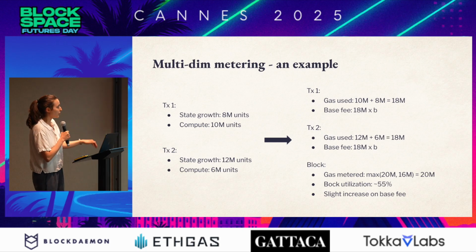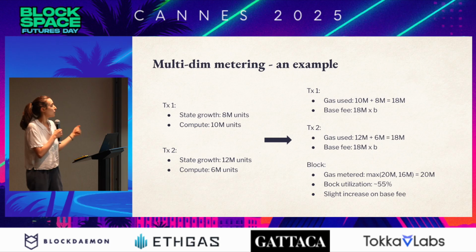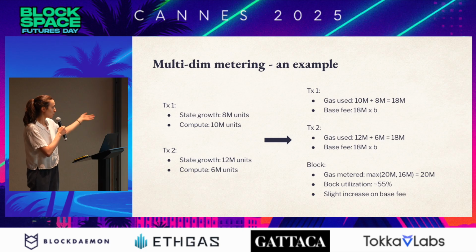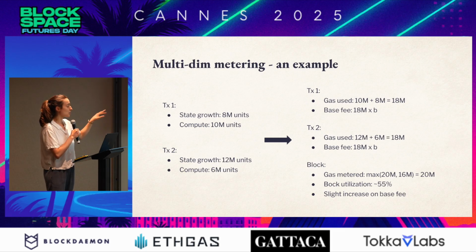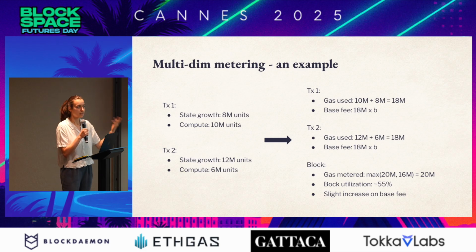And then at block level, the gas metered, so the formula we are using to define how full a block is, now uses the max over the resources. So for state growth, we are summing the 8 with the 12, so we get 20 million units. And for compute, we get 16 million units. And so the max of it now is 20 million. And so this arrives at the block utilization of 55%, so a little bit over the target. And so there will be a slight increase on the base fee.